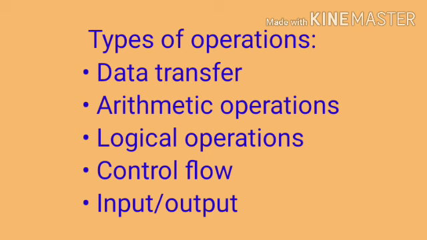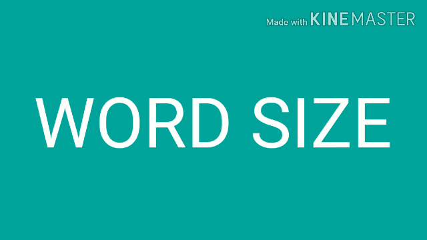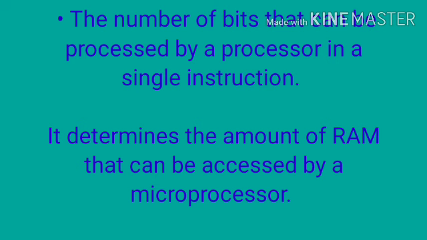The next topic is word size. Word size determines the amount of RAM that can be accessed by a microprocessor at one time and the total number of pins on the microprocessor, which is called word size. And also the number of bits the processor processes for a single instruction is called word size.